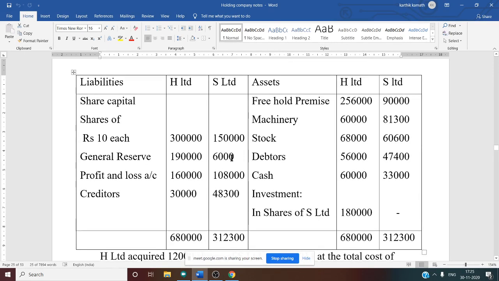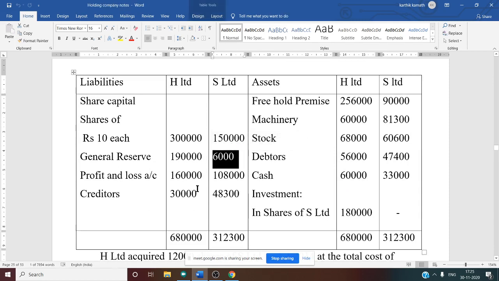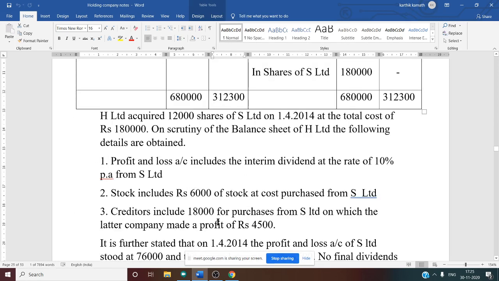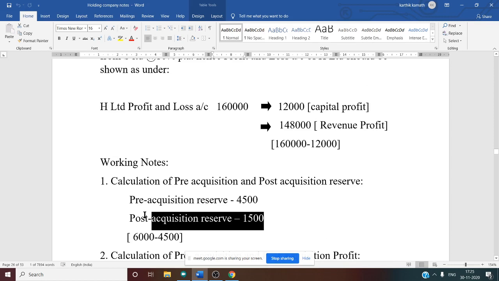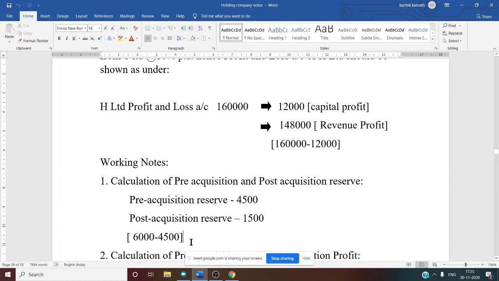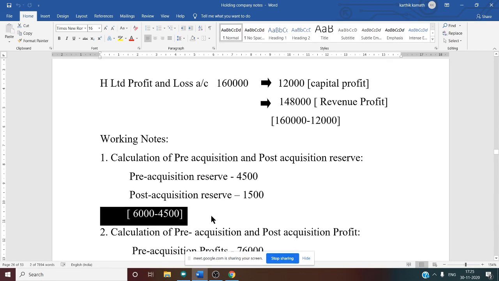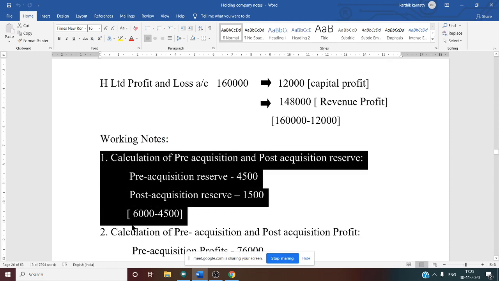Whereas the total reserve of the subsidiary is given in the balance sheet. See this. General reserve of the subsidiary company is 6,000. Out of 6,000, 4,500 is pre, so the remaining is post. So what is the post acquisition reserve? 1,500. That is total reserve minus pre-acquisition reserve 4,500. If you do, you will get 1,500 as post acquisition reserve. This is working note number 1.